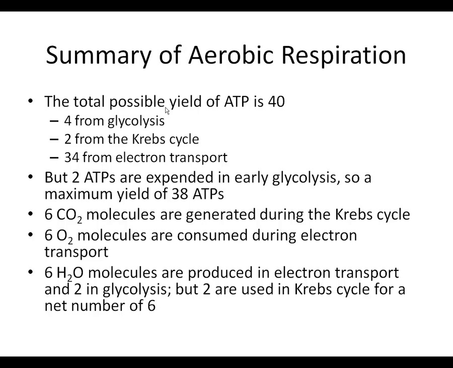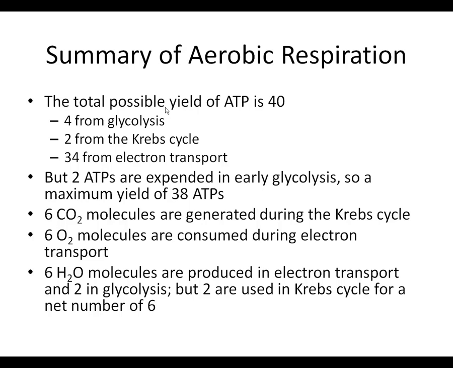So let's look at a total summary of aerobic respiration. There's a total possible yield of 40 ATP, 4 from glycolysis, 2 from the Krebs cycle, and 34 from the electron transport chain. But because we used 2 in glycolysis, we had to pay 2 back, so that gives us a total net yield of 38. We have 6 carbon dioxide molecules that are going to be generated during the Krebs cycle. Remember, for each pyruvic acid, we released 3 carbon dioxides. We had 2 pyruvic acids, so therefore we have 6 carbon dioxides.